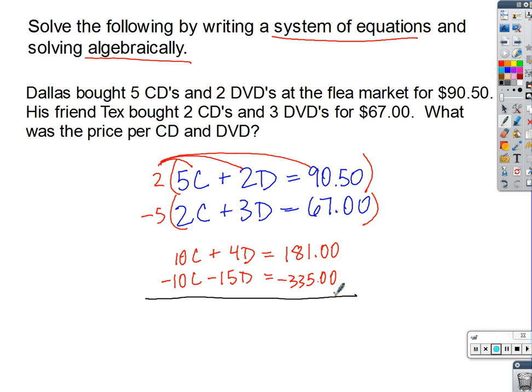Add them together. So 10c and -10c make a 0. That's what we want. Negative 15 and 4 make negative 11d equals, okay, now we have the negative 335 and a positive 181. You just got to make sure that you keep your signs here the way they need to be. So we should get, I think, $154.